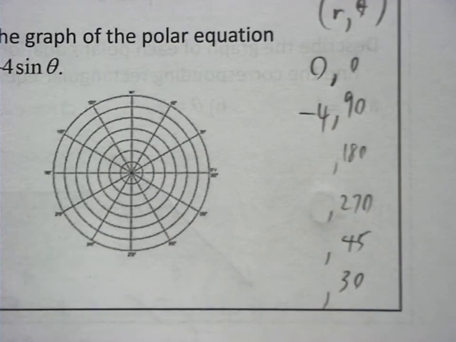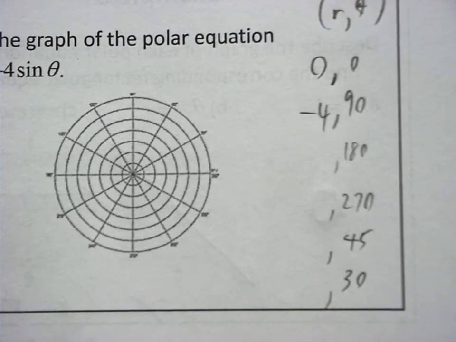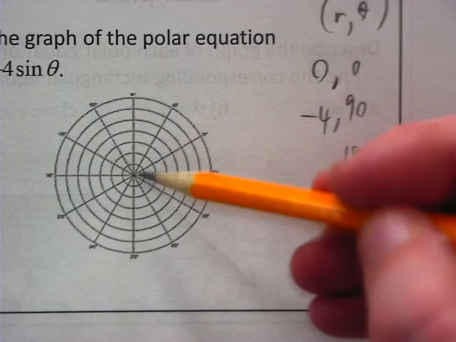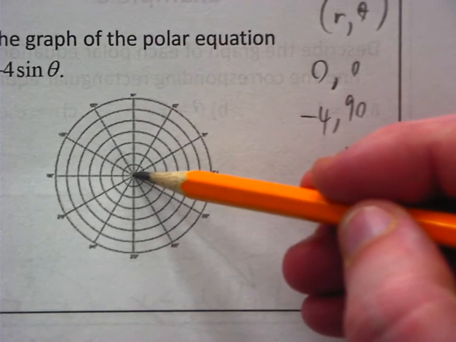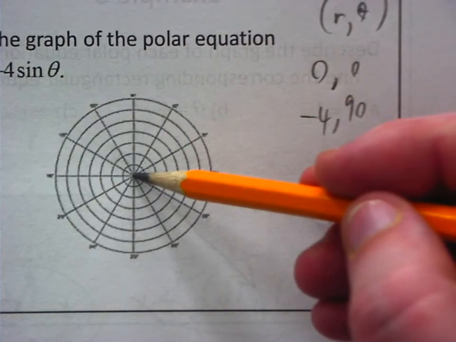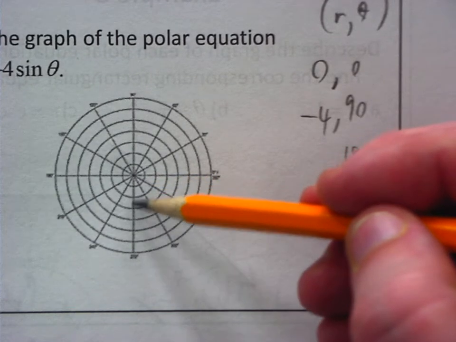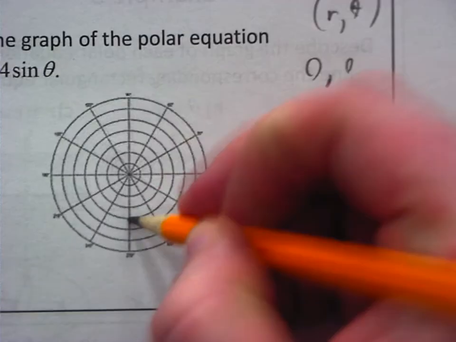What about -4, 90? How would I graph -4, 90? Right, 90 implies you're going up, but it's -4, so I'm going to go 4 in the opposite direction of 90. So I end up with a dot right here.